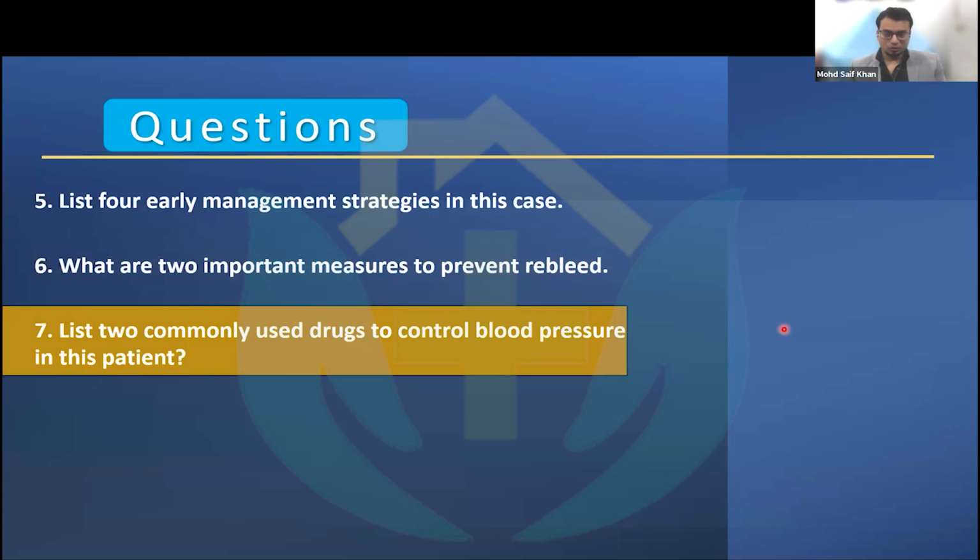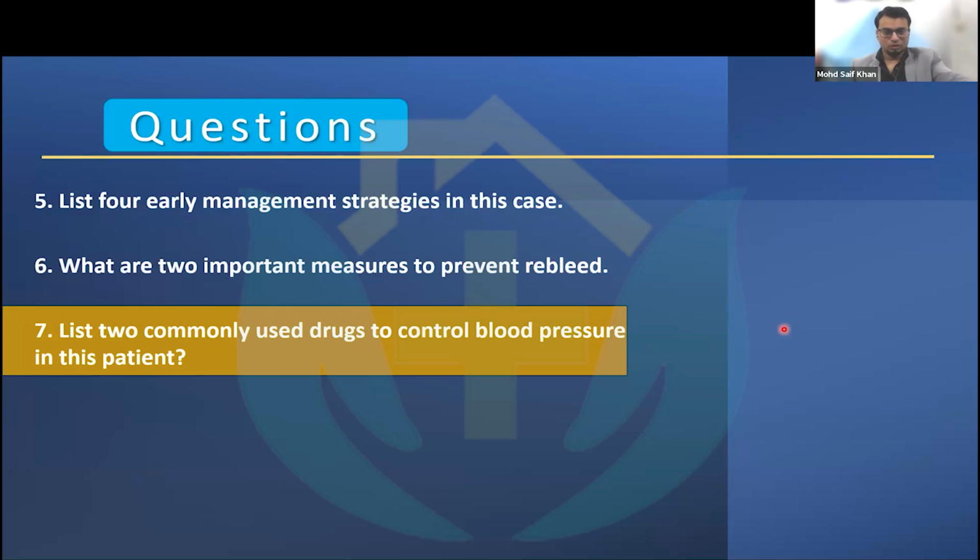List two commonly used drugs to control blood pressure in this patient. Don't say anything which is just being practiced in your institution. Don't say that it is usually or commonly or widely used. Don't say those words. What is there in the guidelines? What is there in the evidence, where you have enough evidence to suggest some therapy? Definitely you should answer those therapies. Otherwise, I think don't comment.